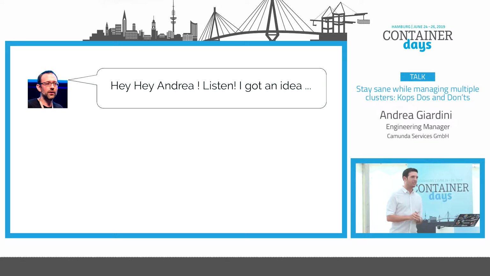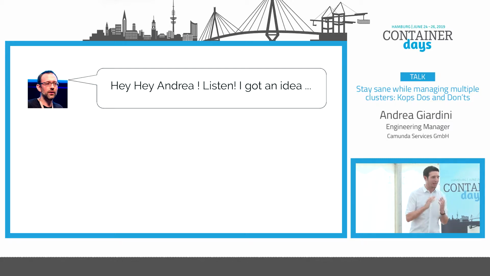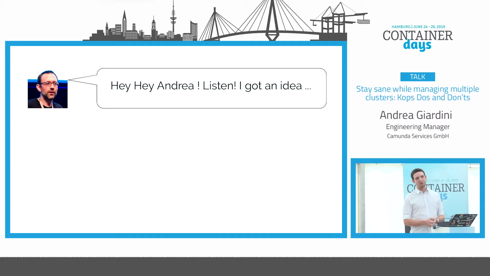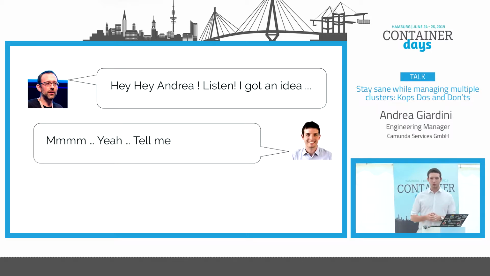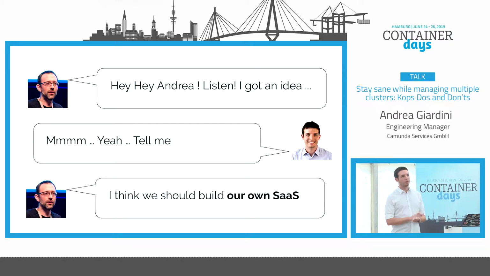He's called Daniel. He's the CTO of Camunda. He came to me and he said, hey, Andrea, listen, I have an amazing idea. Daniel is a really nice guy, and he has a lot of ideas. It was just one of the thousands of ideas that Daniel has during the year. And I was like, okay, yeah, sure, tell me. He said, I think we should build our own SaaS.